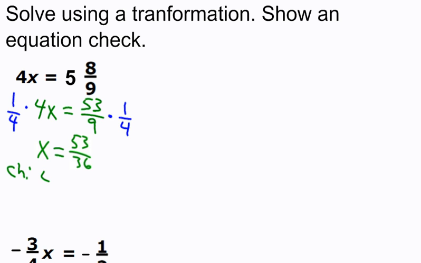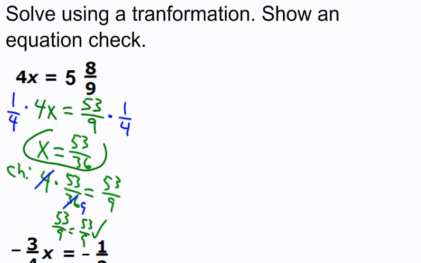We're not sure yet. 4 times 53/36, does that equal 53 ninths, right? Well, you can see it cleans up pretty well. If I cancel a 4 and I got a 9 right there, right? There's their 53 ninths. Okay, so this equals 53 ninths, and that's good, right? And so that checks up.